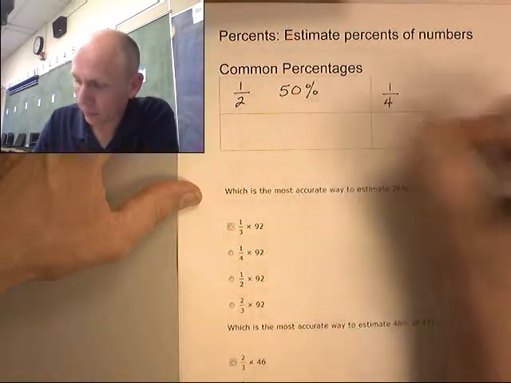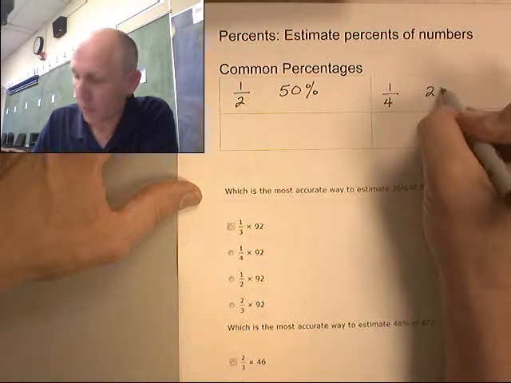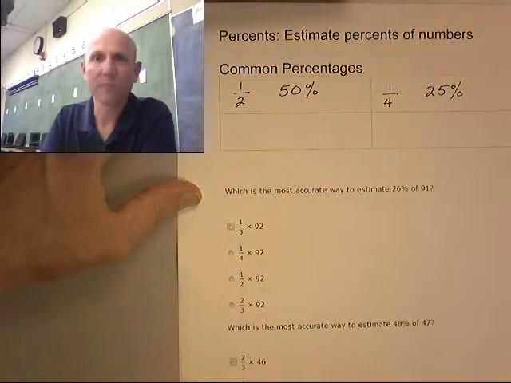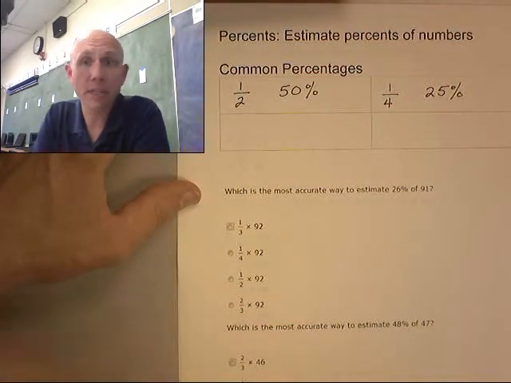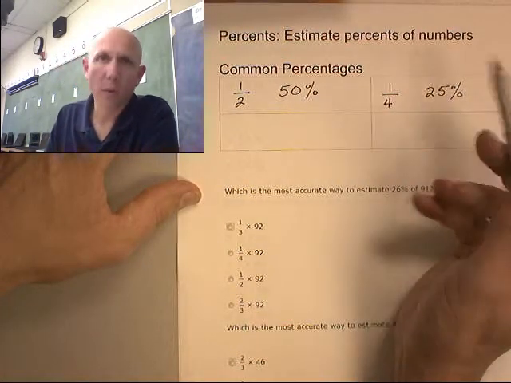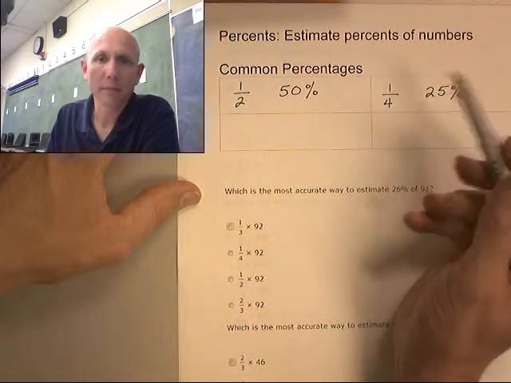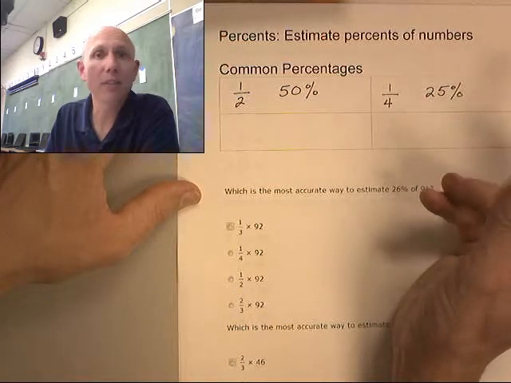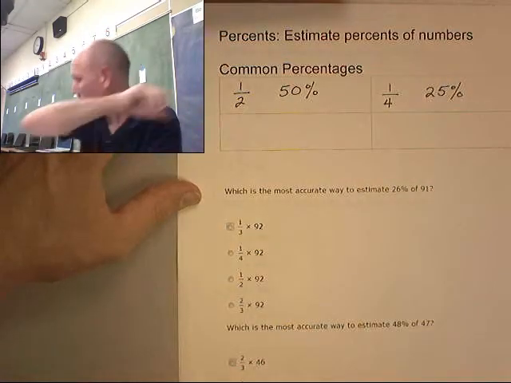1/4 is 25%. 1/4 is 25%. What's 1/4 of 20? Or what's 25% of 40? 25% of 40, I just divide it by 4. It's going to give me 10.